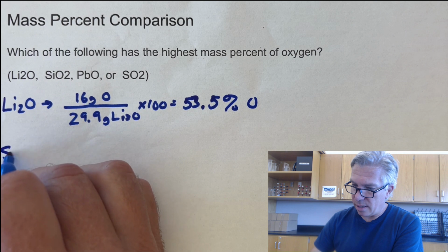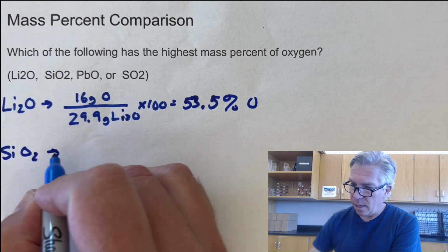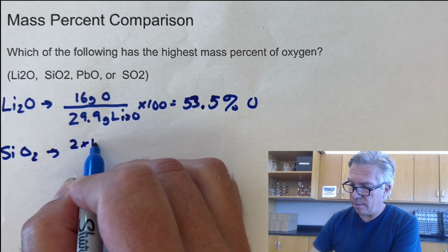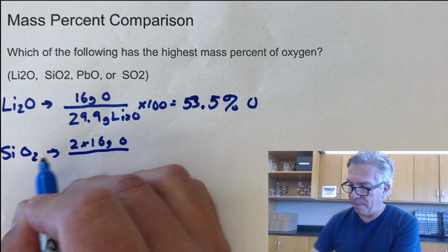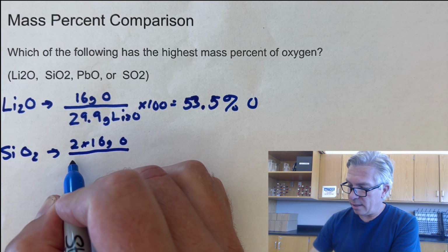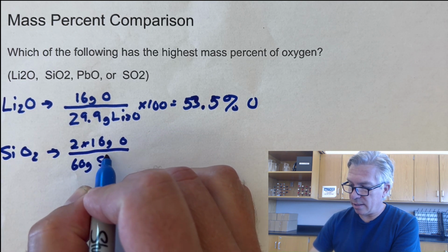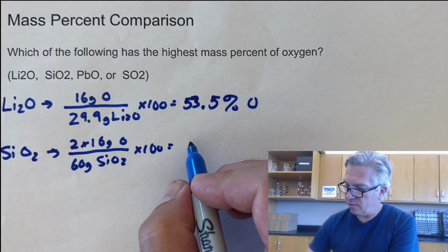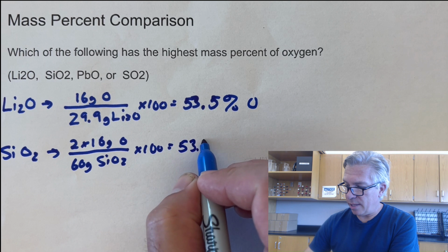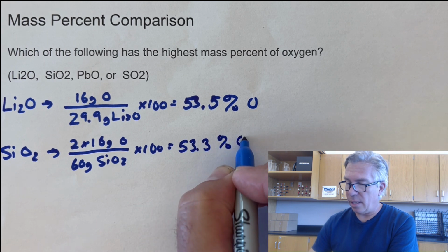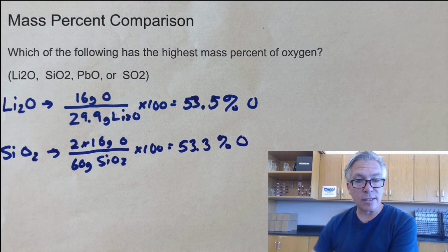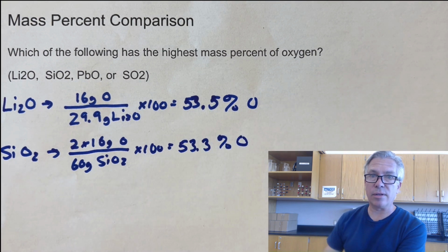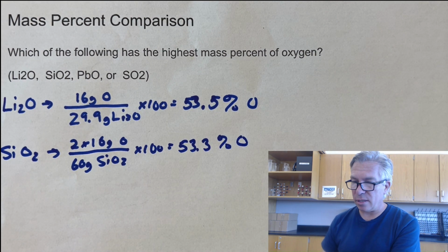In the silicon dioxide, I ended up with 2 times 16 grams of oxygen because there's two of them, over the total, which I calculated to be 60 grams of silicon dioxide. Multiply that by 100, and it comes out as 53.3. And I didn't mean it to be that close, but it ends up being close. But I can see one is slightly higher than the other one. And then we have to just continue on.